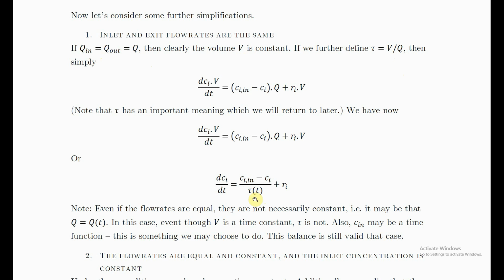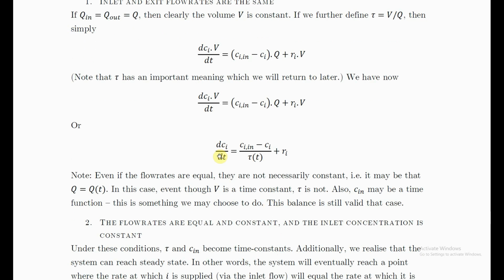It just means we might need a time function here. So this is a simpler form of the equation than we had before, and this is suitable now for the case where your flow rates are equal, and you can definitely solve this equation in time.